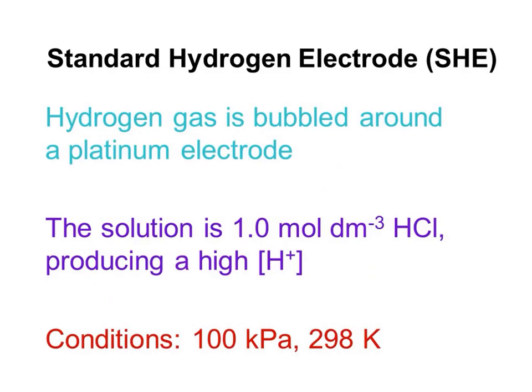Here, we have hydrogen gas bubbled around a platinum electrode. The solution is a 1 molar solution of hydrochloric acid, so there's a high concentration of the hydrogen ion. The pressure is 100 kilopascals and the temperature is 298 Kelvin. Let's take a look and see what happens in the standard hydrogen electrode.